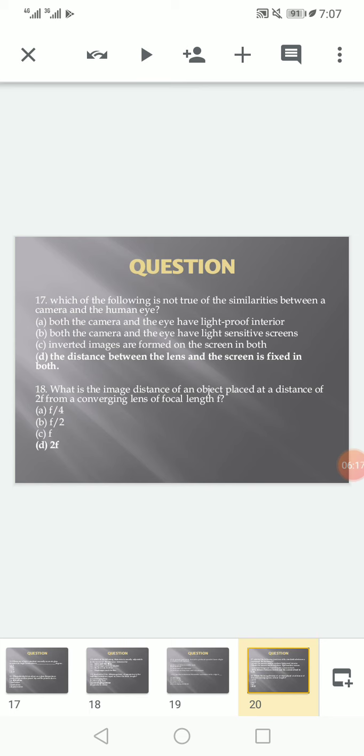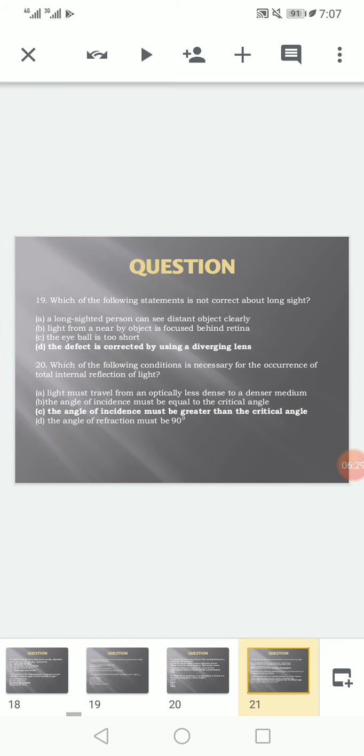What is the image distance of an object placed at a distance of 2f from the converging lens of focal length f? The answer is D, which is 2f. Which of the following statements is not correct about long sight? A, B, C are correct, but D is not correct. The defect is corrected by use of a divergent lens. I've explained that before. It's not corrected by a divergent lens.